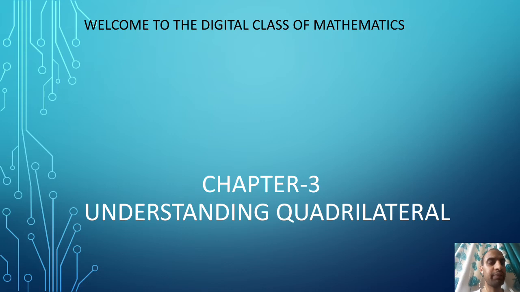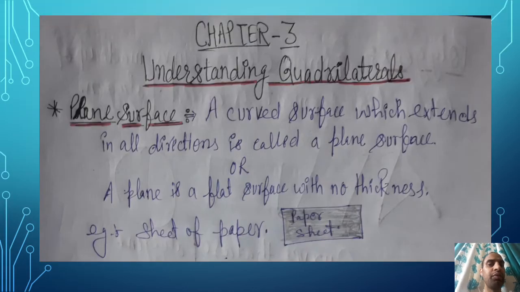Now as you all know, we have started a very new chapter, that is understanding quadrilateral. In the last class we discussed its meaning, as quad means four and lateral means sides. So a closed figure having four sides is known as a quadrilateral. Today I am going to tell you some basic concepts and their definitions of this chapter. As you all know, we are in chapter number 3.